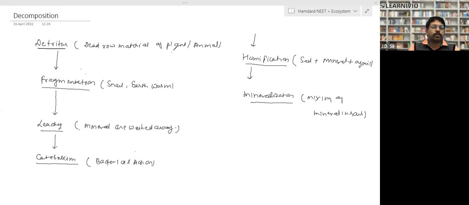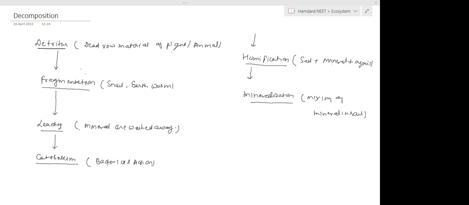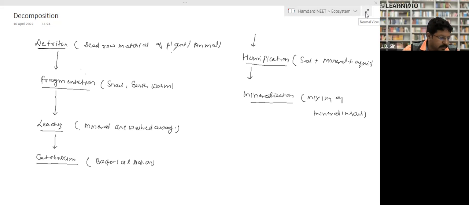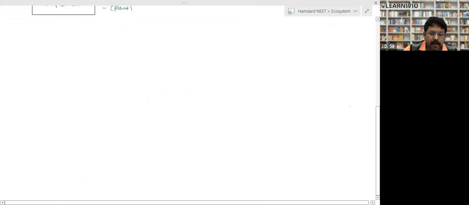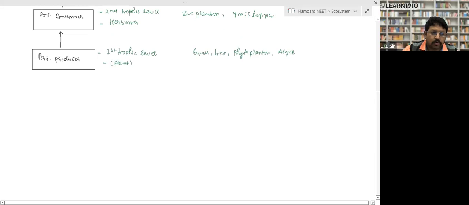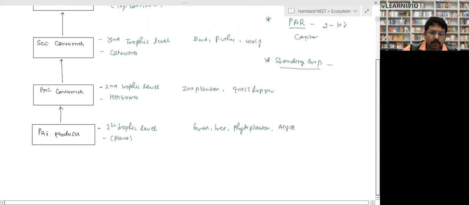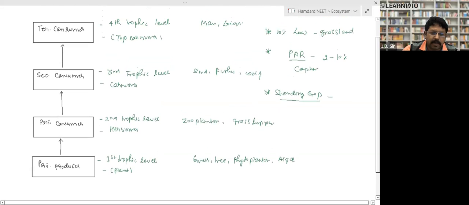Is it clear? Decomposition process? Is that clear to all of you? Tell me. Yes, sir. Okay. So the next thing, the third part, is the energy flow. So how does the energy flow take place? And what do you say about the 10% law? Is it a universal law? Is it applicable everywhere or not?